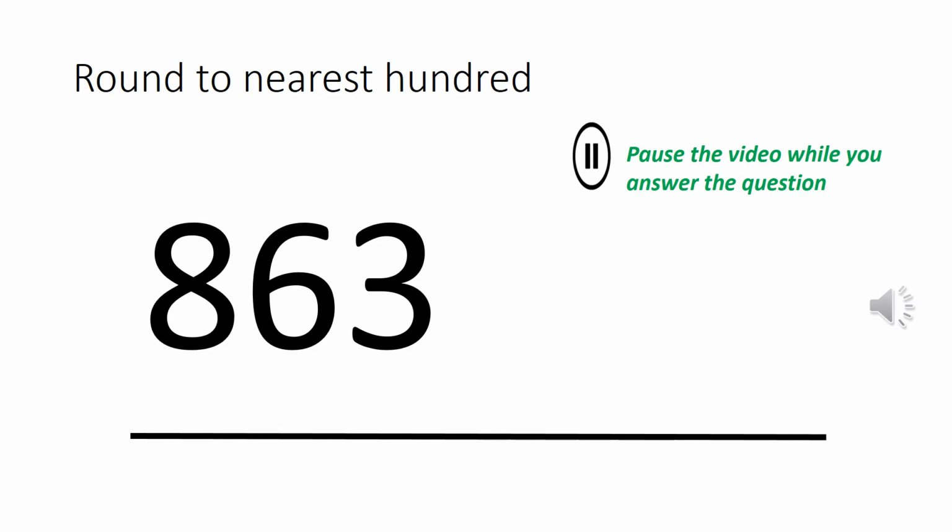Now, can you apply that method to rounding to the nearest 100? So think about the number 863. It might be useful to think of the 100 before that and the 100 after that, and explain to somebody around you how you would round this number to the nearest 100.